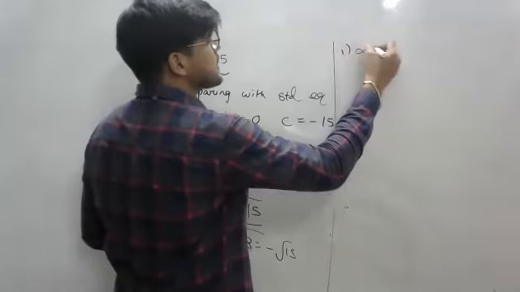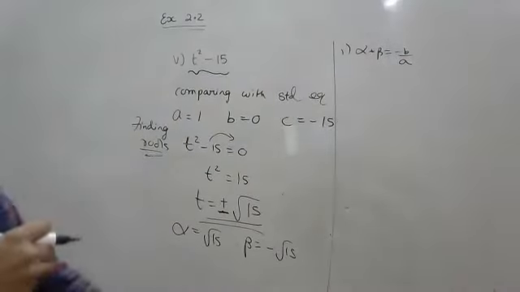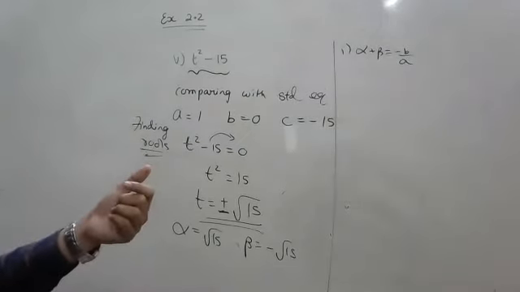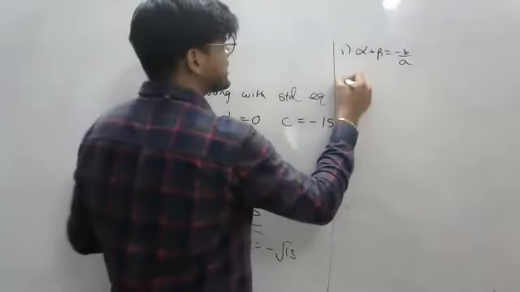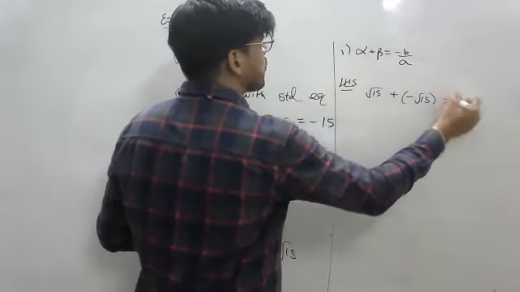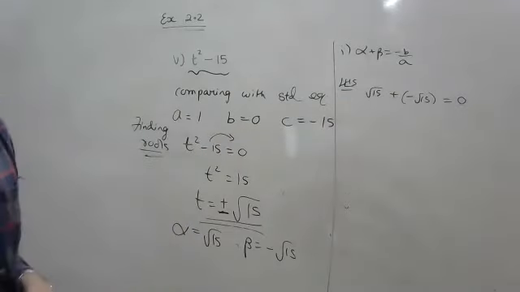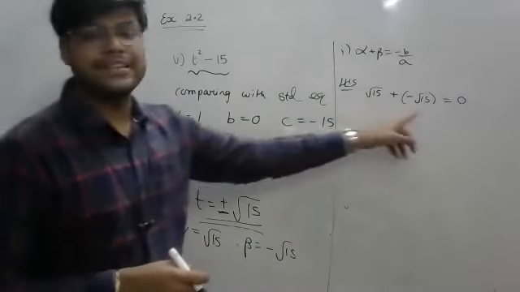So first, sum of roots is minus b by a. Sum of roots is minus b by a, where your alpha and beta की value आपके पास है. So you find LHS: root 15 plus minus root 15. So the overall answer will be 0, because you are adding them.